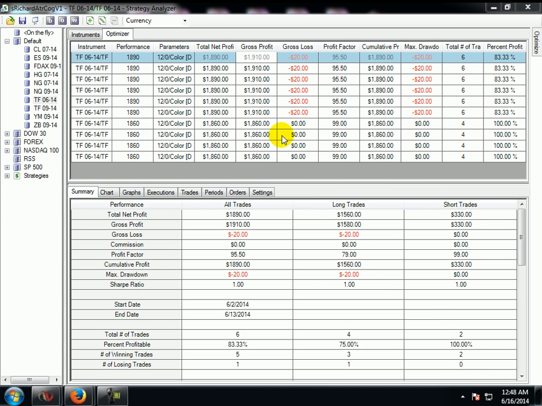As you can see here, these are some fairly good results. We're getting 6 trades across a 2-week period at an 83.5% profitability. Ridiculously low on the losses, and decent profit.